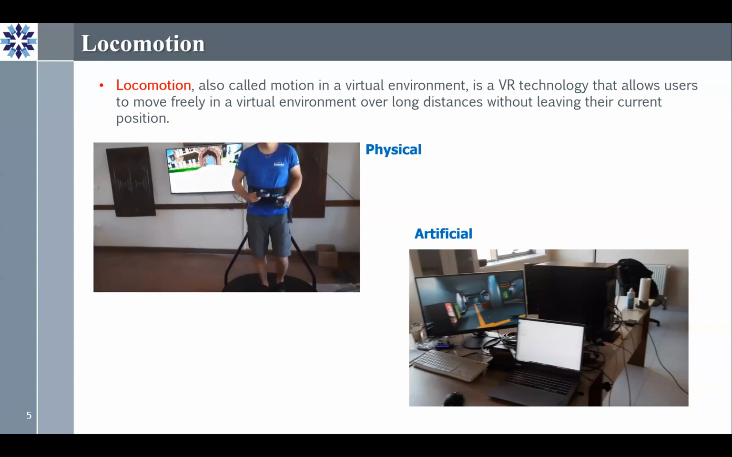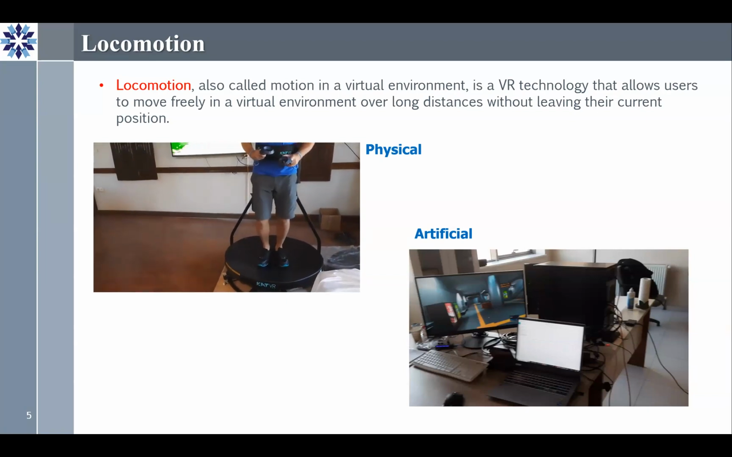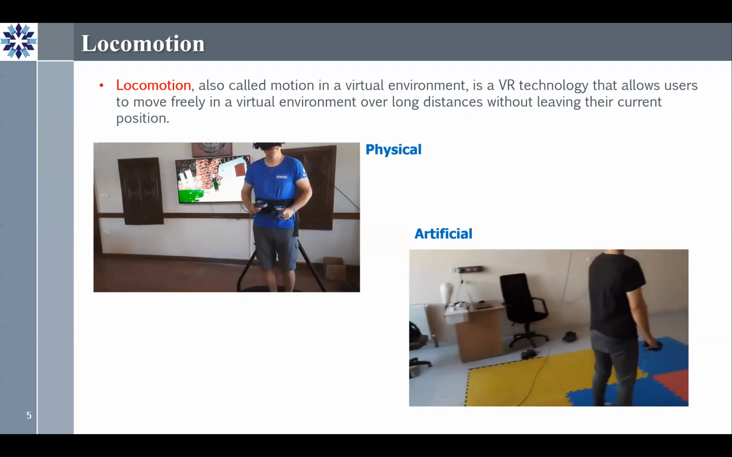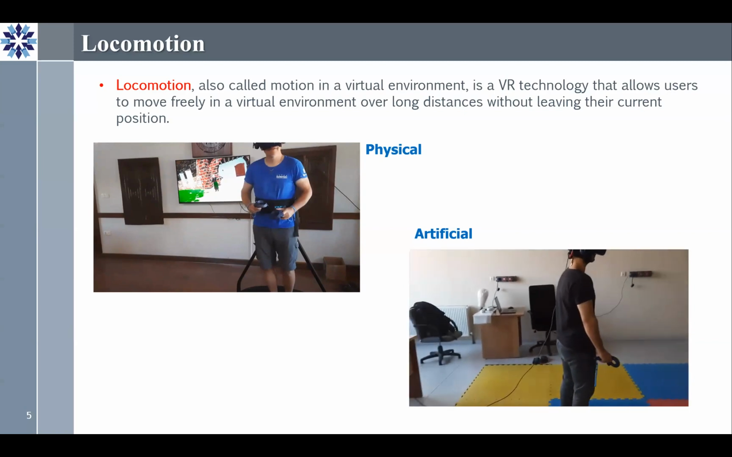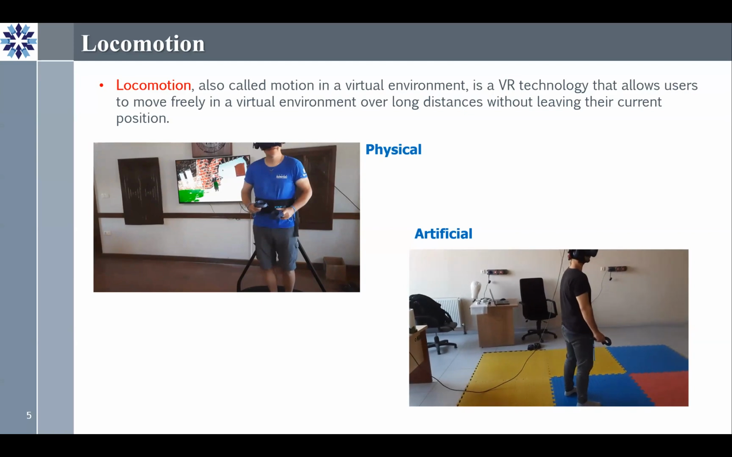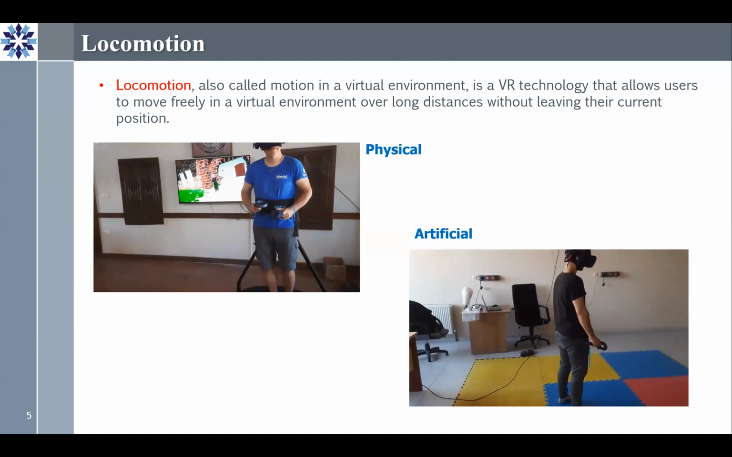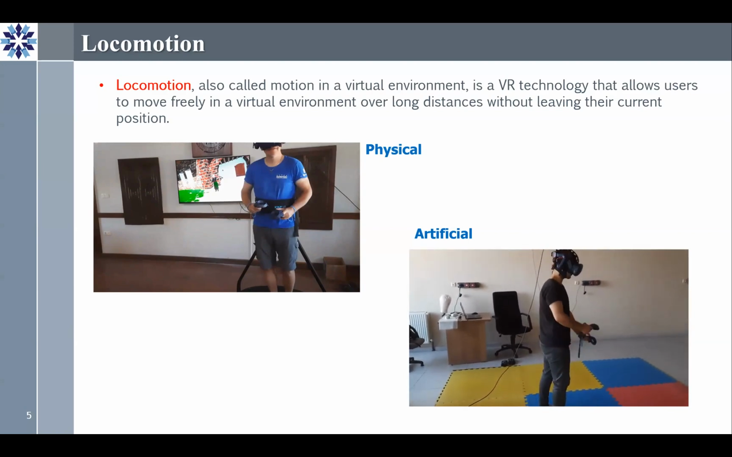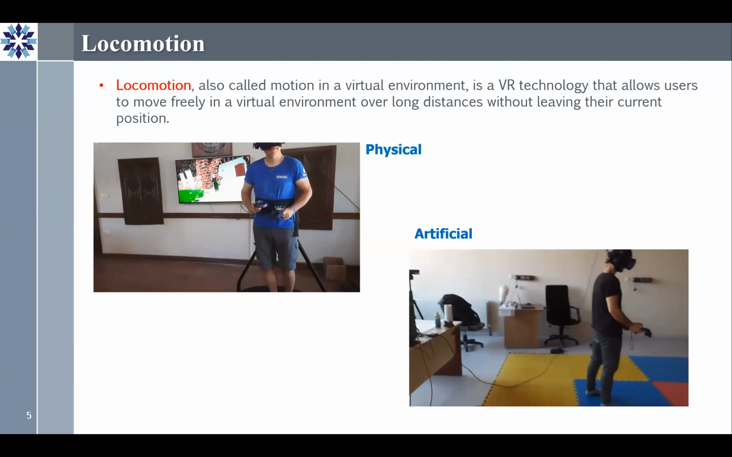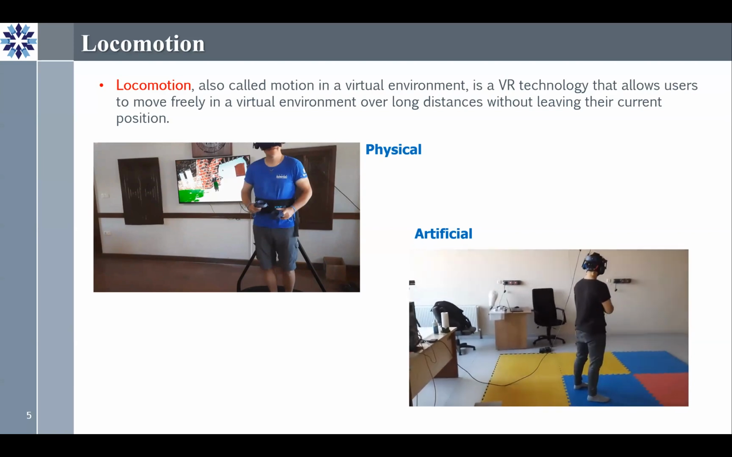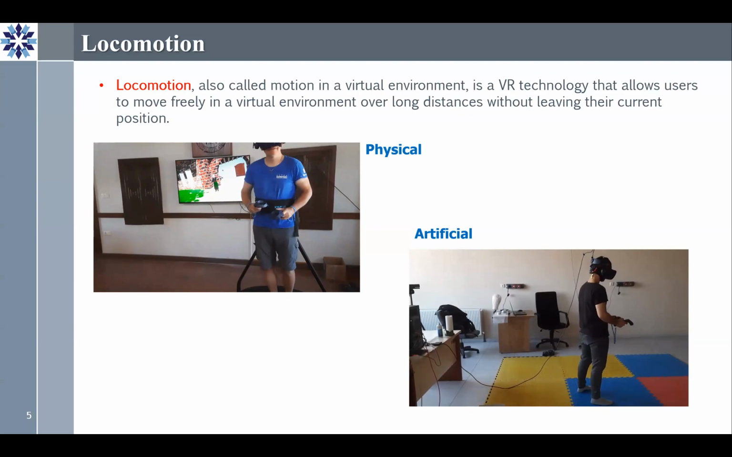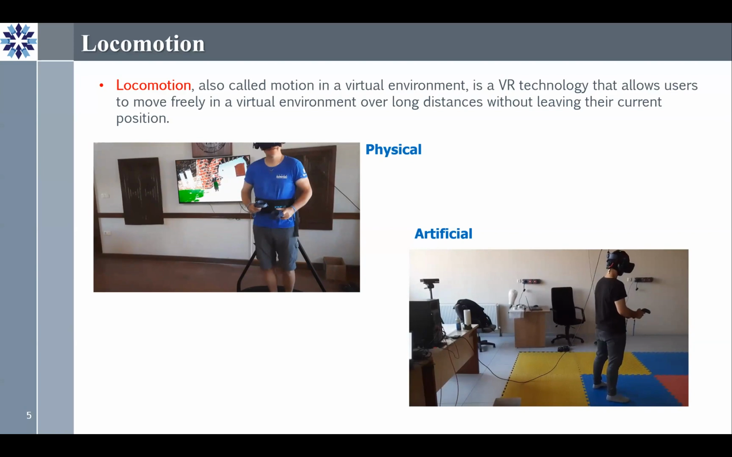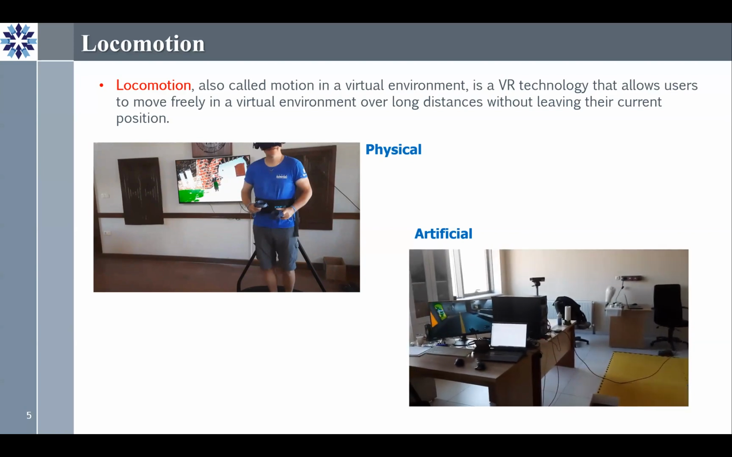Like this, physical locomotion using a CAT VR treadmill, and a participant uses an HMD for artificial locomotion. Artificial locomotion caused many cybersickness situations, for example, nausea, dizziness, or disorientation.